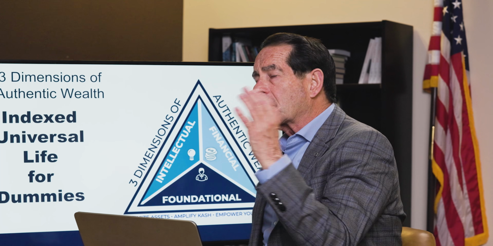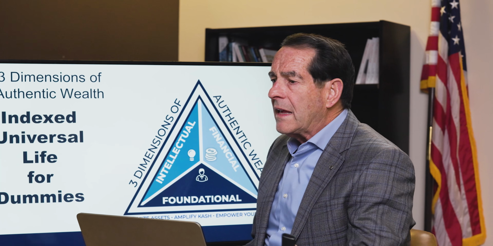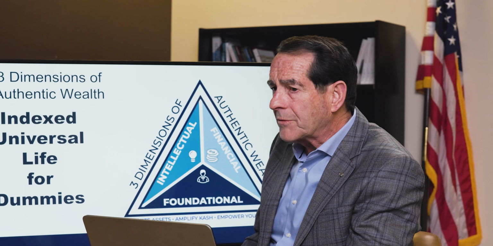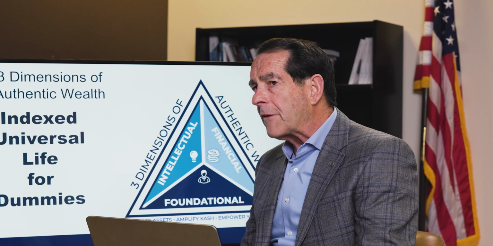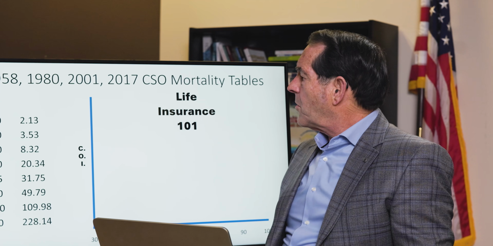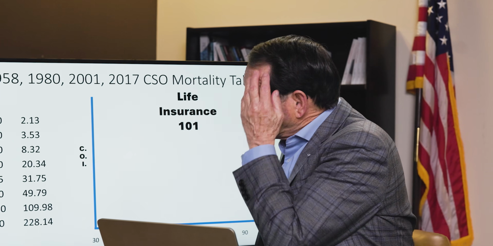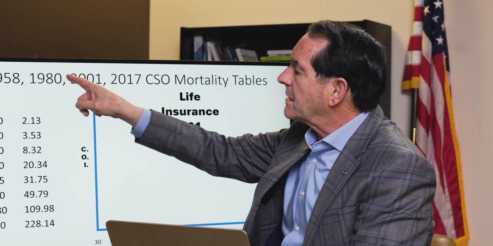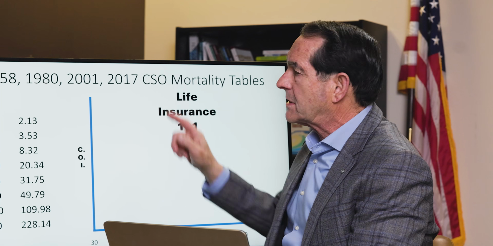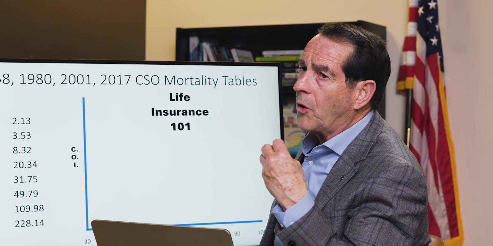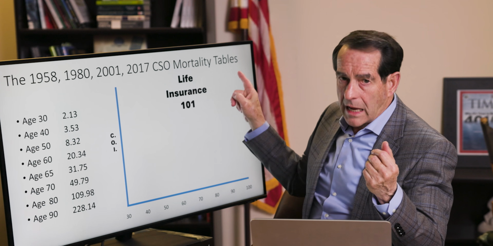And so I'll go clear back to 1974 and explain how Universal Life and Index Universal Life came about. But let's start with how life insurance works, first of all, okay? So this is Life Insurance 101. Up here at the top, you see I have the year 1958, 1980, 2001, 2017, CSO. That stands for Commissioner's Standard Ordinary Mortality Table.